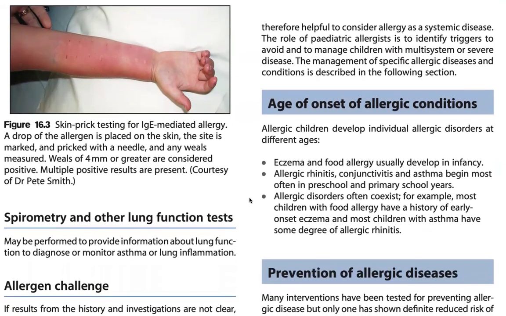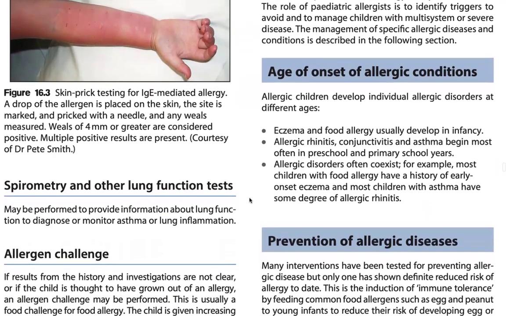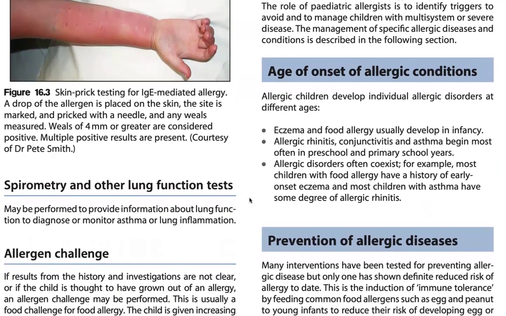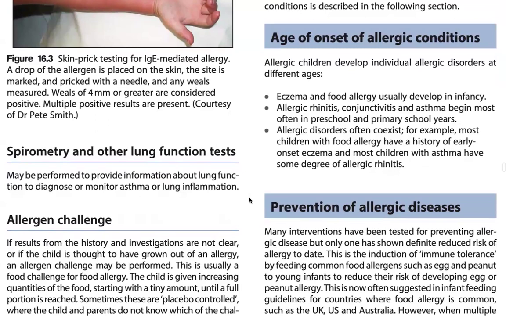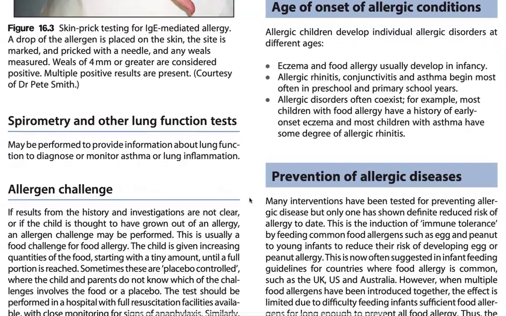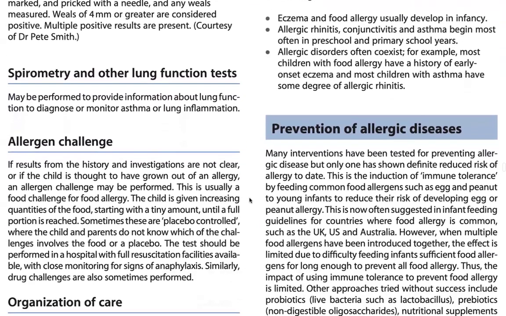Age of onset of allergic conditions: allergic children develop different allergic disorders at different ages. Eczema and food allergy usually develop in infancy. Allergic rhinitis, conjunctivitis, and asthma begin most often in preschool and primary school years. Allergic disorders often coexist. For example, most children with food allergy have a history of early-onset eczema, and most children with asthma have some degree of allergic rhinitis.